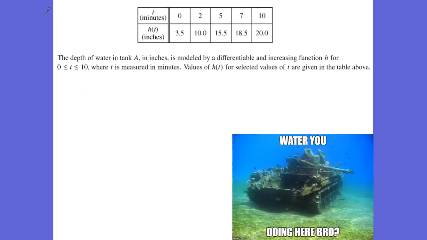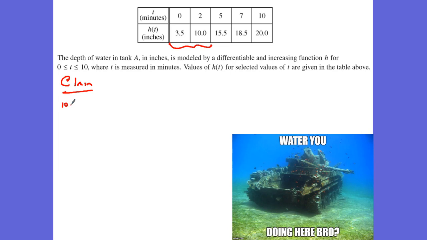Let me give you one more example. Let's say we want to find the rate of change at 1 minute. Okay, for this, we have the depth of water in a tank. We have inches, and it's changing per time. So let's say we want to find at 1 minute, what's the rate of change? Well, to find 1 minute, am I going to do from 0 to 10? No, I'm going to do from 0 to 2. That's the best way to find 1 minute.